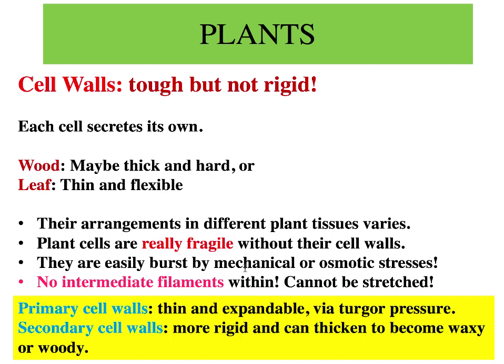These cell walls that plants generate can be broken up into two categories. The primary cell wall, made initially during development, which is normally thin and expandable, and a secondary cell wall, which is deposited once the cell has reached its full growing potential. And they can become rigid and thicken to become waxy or woody.